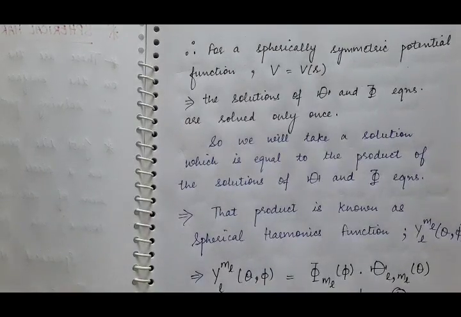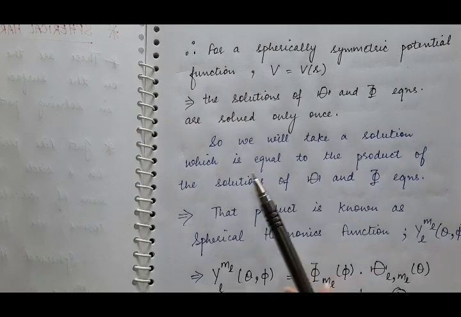So for a spherically symmetric potential, suppose V is equal to V(r), because the theta and phi equations don't depend upon E and V, they will not change by changing the value of E and V. It means you will find the solutions of the theta and phi equations only once. And then you will take the product of these solutions. The product of these solutions of theta and phi is represented by a spherical harmonic function.